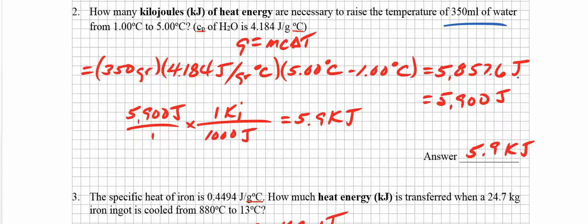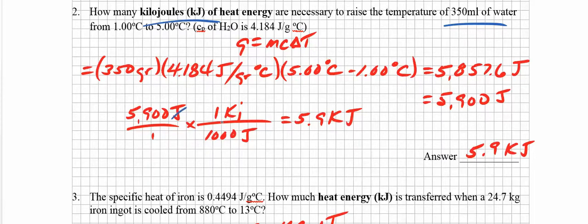5,857.6 joules. Let's clean that up. 5,900 joules. But we've been asked for our answer to be in kilojoules, right? How do we convert joules into kilojoules? Here's what we're going to do. We're going to divide by 1,000 or multiply by 1 over 1,000.